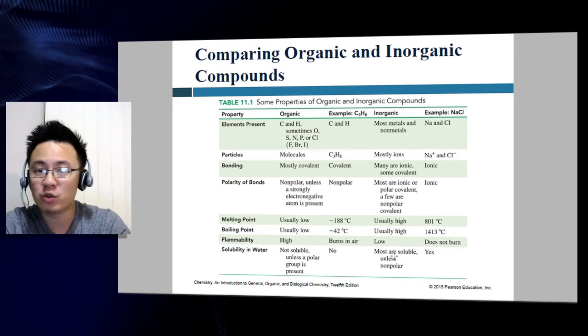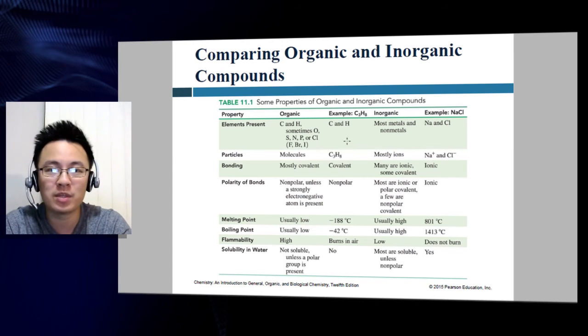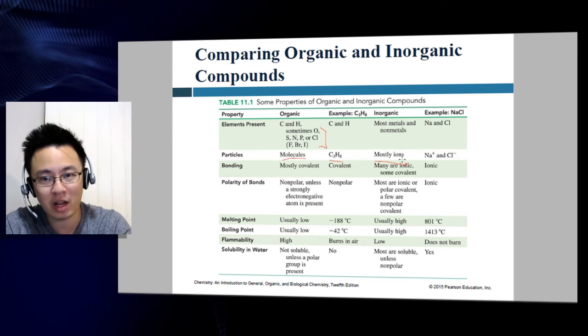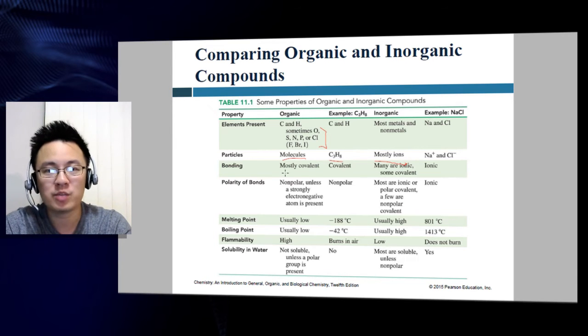Now, here's a table that compares organic versus inorganic compounds. The elements present in organic compounds are carbon, hydrogen, and sometimes other nonmetals as well, for example propane, versus inorganic compounds, which contain most metals and nonmetals such as sodium and chloride. The particles of organic compounds tend to be connected together in the form of molecules versus that of inorganic compounds in the form of ions. Bonding in organic compounds is mostly covalent, as in propane, versus sodium chloride, which is mainly ionic, although there are some covalent ones out there, some exceptions to the rule. As you can see here, sodium chloride is an ionic compound.